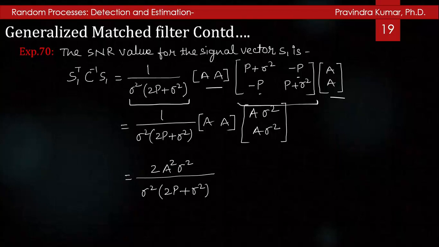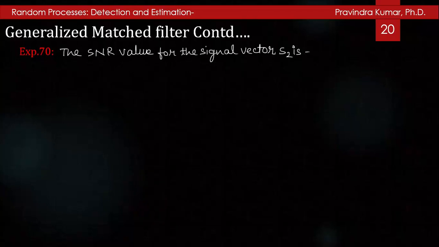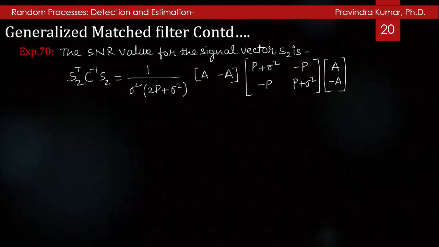It will be equal to 2A square sigma square by sigma square 2P plus sigma square, which equals 2A square upon 2P plus sigma square. And the SNR value for the signal vector S2 will be S2 transpose C inverse S2. It will be 1 by sigma square 2P plus sigma square, times A, minus A, and P plus sigma square, because for the case of S2 the signal was A times minus 1 to the power n.